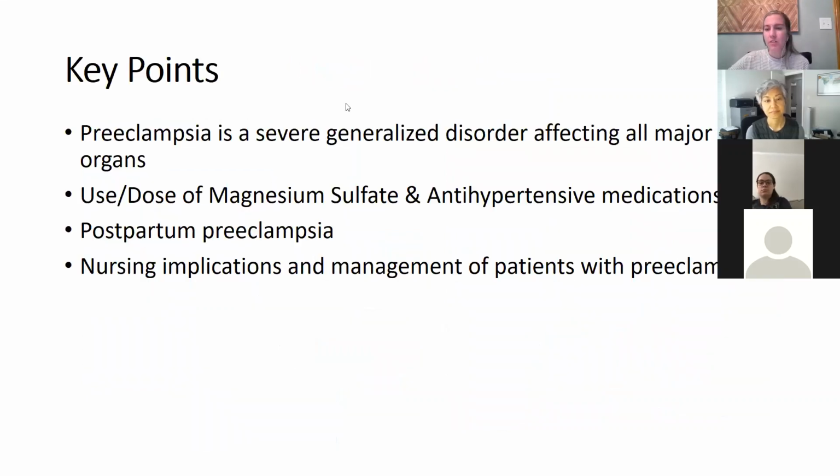And then some key points just to conclude: preeclampsia, remember, is a severe generalized disorder affecting all major organs. It's important to know the uses and dosages of the magnesium, as well as the antihypertensives, and the time frame, right? Hopefully, within less than 30 minutes, they're both being given. The risk of postpartum preeclampsia is just a little bit higher than the intra- and antepartum. And then nursing implications and management for patients with preeclampsia.